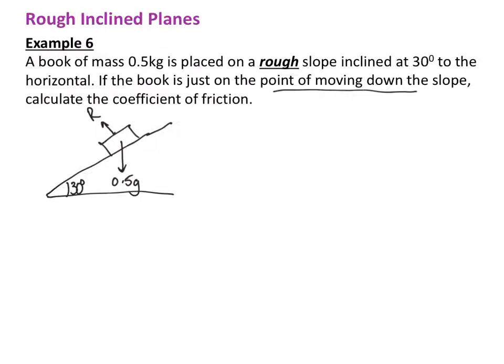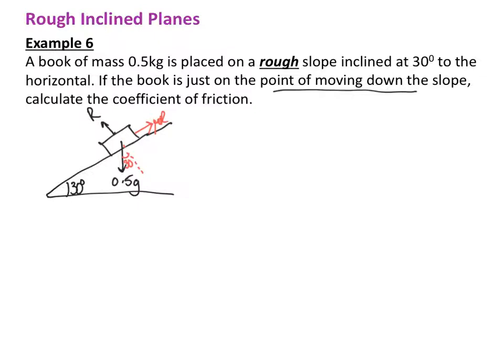And because it's on the point of moving, we can use the maximum value of friction. And so I'm just going to put mu R there, the maximum value of friction. You could say F_r for frictional force, but let's say mu R because I know it's the maximum value. Anything else we know here? Well, this little angle to the perpendicular is the same as the angle of the slope, so it's 30 degrees, and we're good to go.